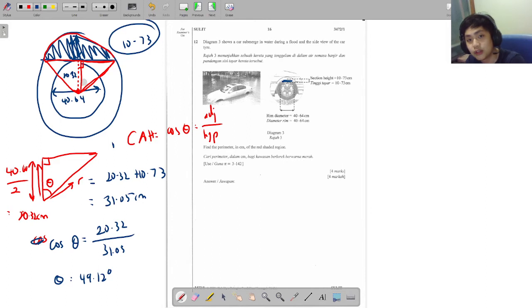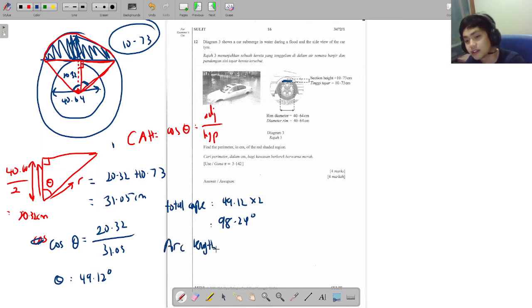Since we know one part here, we can find the other part here because these are equivalent triangles. So the total angle in this case would be 49.12 multiplied by 2, and that would be 98.24 degrees. So we can find the arc length now.